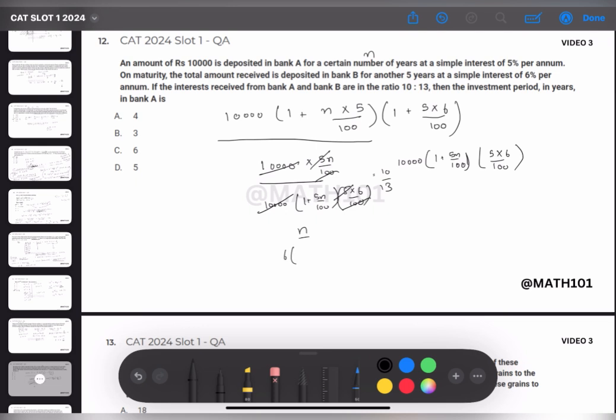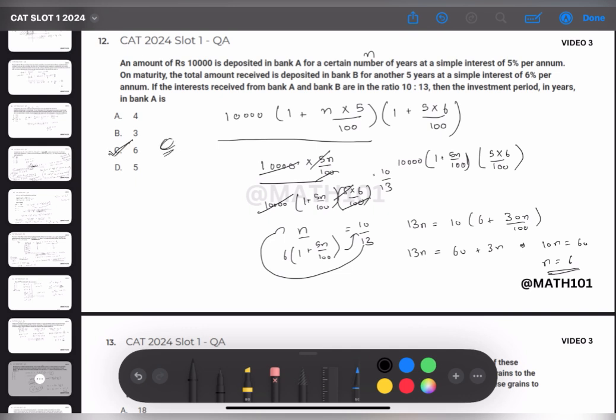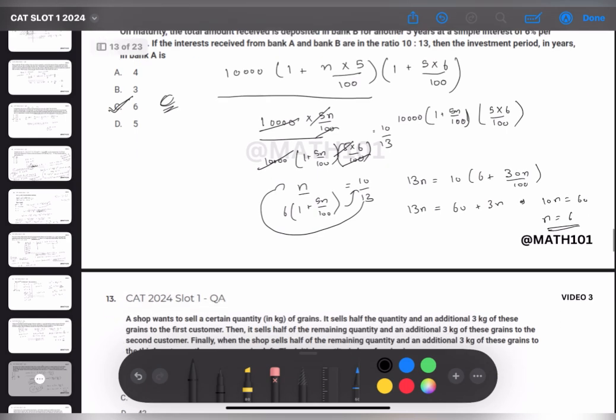n upon 6 into 1 plus 5n by 100 equals 10 by 13. So this 13 comes there, this thing goes there. We have 13n equals 10 into 6 plus 30n by 100. 13n equals 60 plus 300n by 100, which is 3n, which implies that 10n equals 60, n equals 6. So the answer is option C, 6. We should be more careful with calculations.